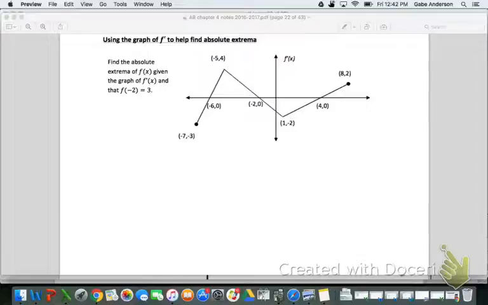So what you've got here is a piecewise linear graph, and this piecewise linear graph is a graph of f prime. I've labeled that in a couple different spots. And then the question on the left there says, find the absolute extrema, so that would be the absolute min and the absolute max, find both, of f of x, given the graph of f prime and the fact that f of negative 2 is equal to 3.